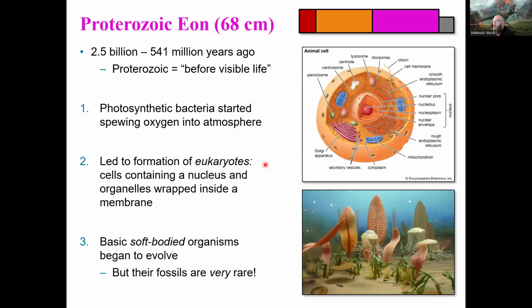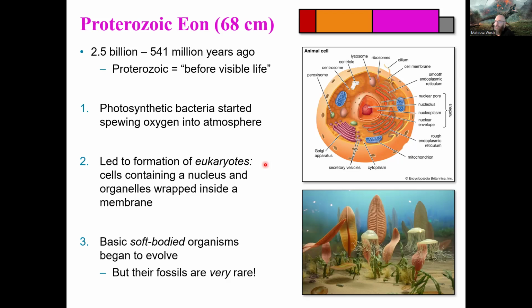So then, zipping over into the Proterozoic eon, we are dealing with, again, about another 2 billion years' worth of time that it covers. Proterozoic is defined as before visible life. We have a pretty good idea now that there was definitely life during the Proterozoic, but it wasn't really what we expect today. So three things were occurring here.